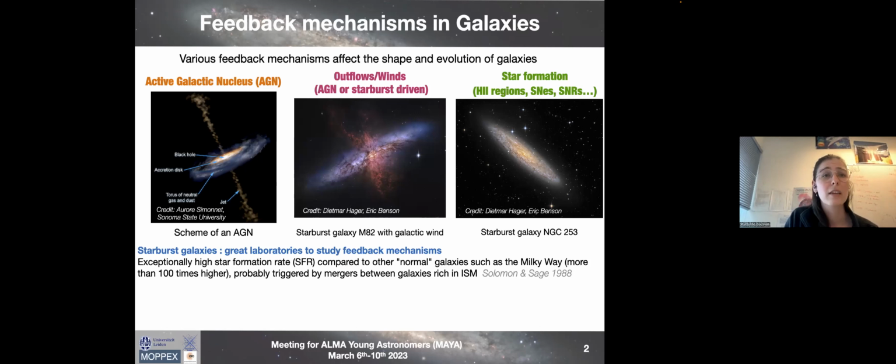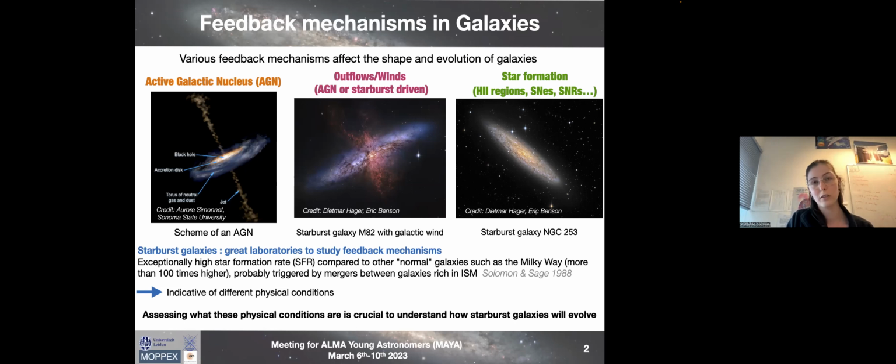In particular, starburst galaxies are especially great laboratories where we can study feedback mechanisms, due to the fact that they present exceptionally high star formation rates compared to normal galaxies, such as our own. The presence of such a high star formation rate is indicative of different physical conditions compared to the ones that we find in our galaxy. So if we want to understand how starburst galaxies are shaped and evolve, we need to be able to assess these physical conditions and how they differ from those in our own galaxy.